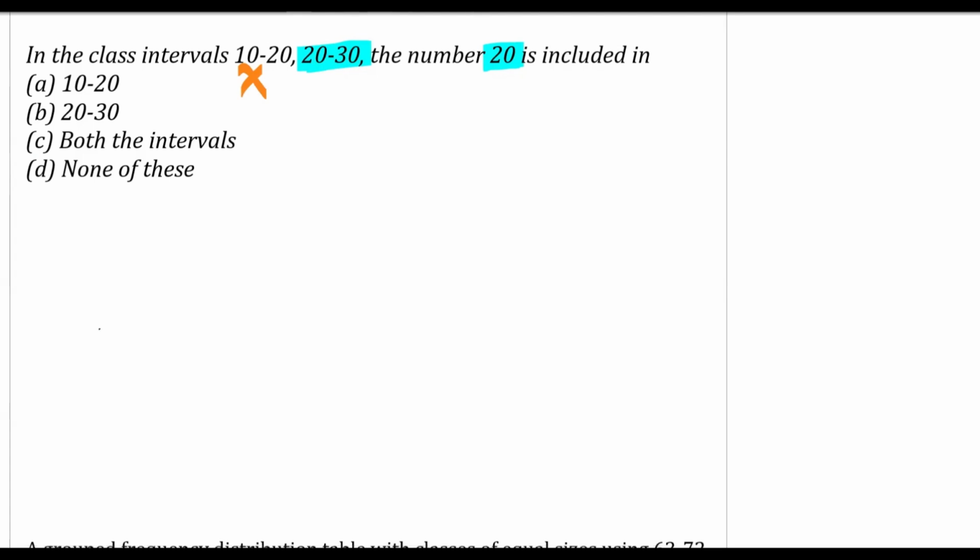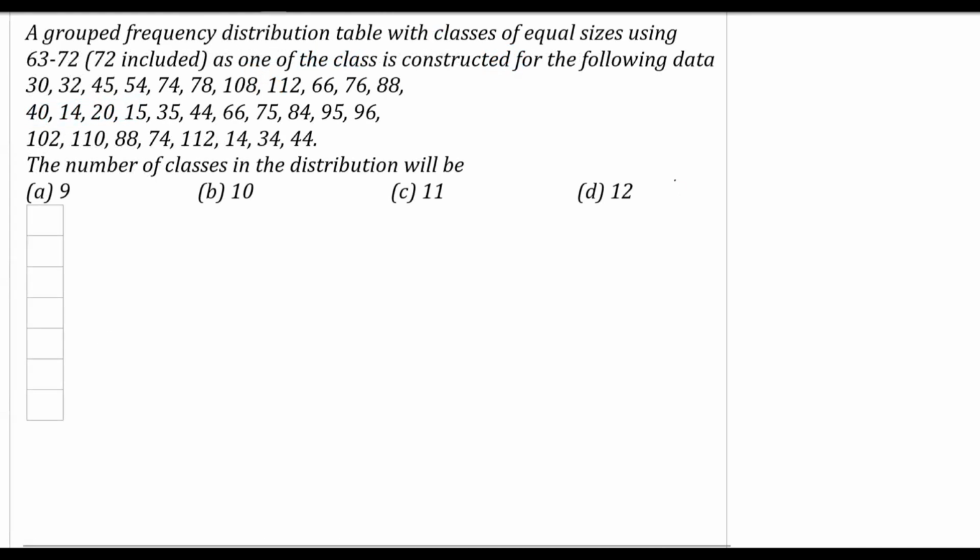Let's understand one more time. If I say a value, say 30, then 30 will not be included here. 30 should be counted in 30 to 40. If I take a value 10 over here, 10 should not be included between 0 to 10. It should be included in 10 to 20, right? So this is what you have to keep in mind, that 20 will be included between 20 to 30 and not between 10 to 20. So the correct answer is B in this case.